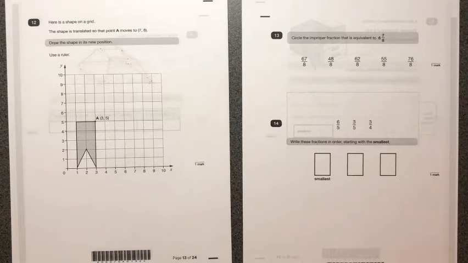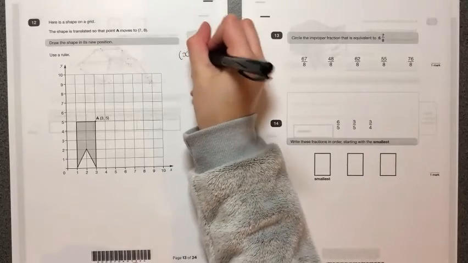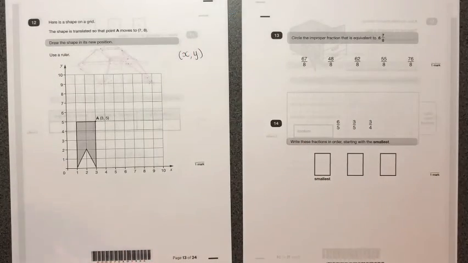Question 12. Here is a shape on a grid. The shape is translated so that point A moves to 7, 8. When we are working with coordinates, we know that our first coordinate is the x and our second coordinate is the y. We need to draw the shape in its new position, and it's telling us to use a ruler, and make sure you're using a pencil as well for this.